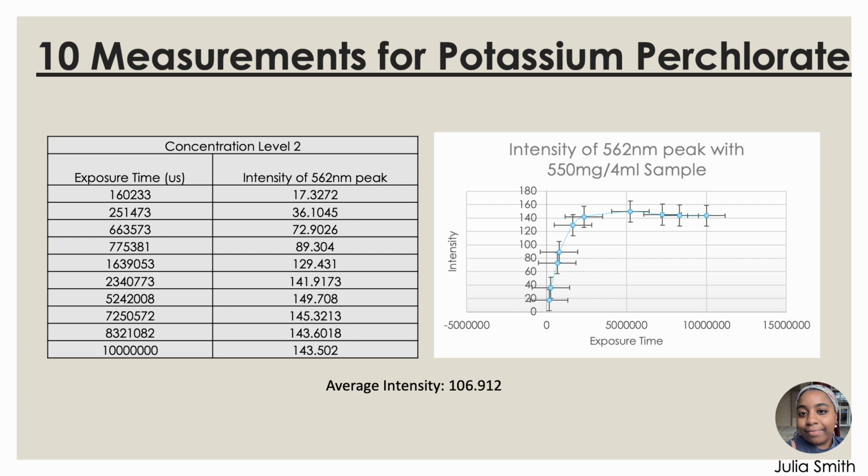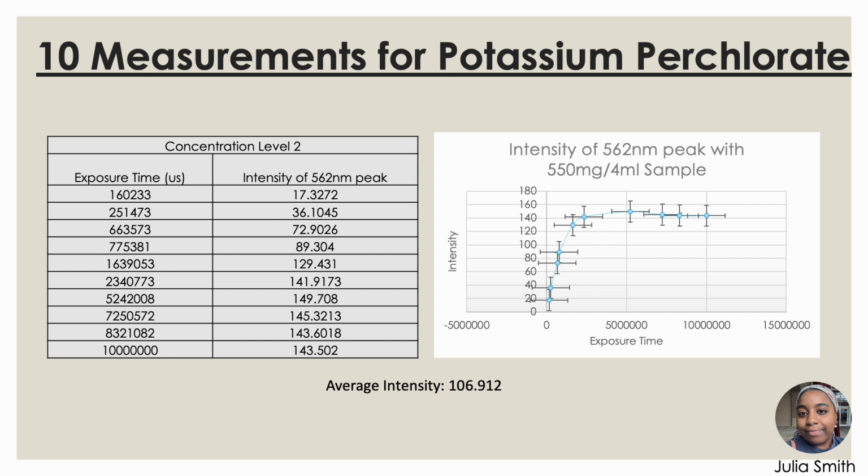To make sure that our spectrometer was accurate, we used 10 measurements for potassium perchlorate. For this one, we use concentration level 2, which has the lower concentration of the two that we used. As you can see on the left, we have a table of exposure time versus intensity of a 562 nanometer peak, and you can see the numbers associated with it. The average intensity is 106.912. On the right, it has the graph associated with the table, just to give another visualization.